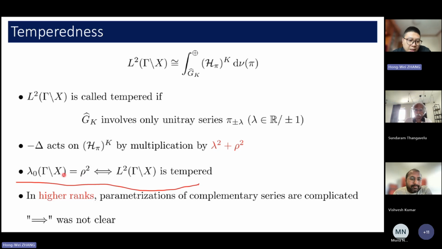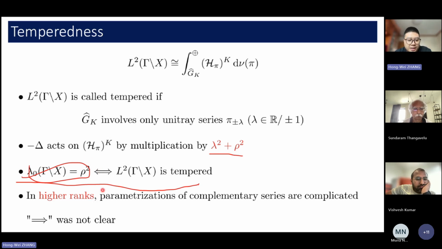So from the left-hand side to the right, we know that if lambda 0 is rho squared, if L2 is not tempered, it means that this lambda should be purely complex. It becomes i lambda. Then it means that this thing will be smaller than rho squared, which violates the assumption. So in rank 1, we get this equivalence very easily.